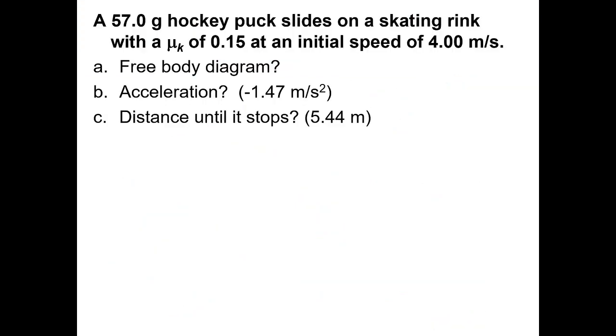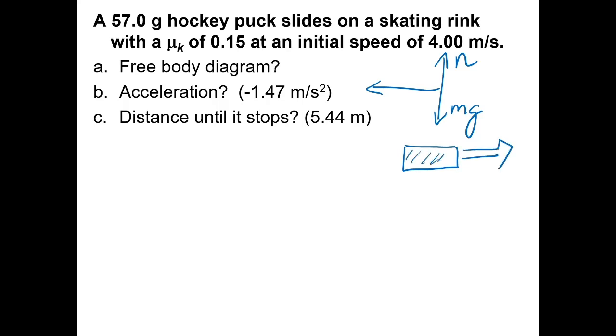And let's see the hockey puck here. A hockey puck slides on a skating rink. We know the mu k, and we know the initial speed. This is after we've hit the hockey puck, because it doesn't say anything about a force of the pull or force of the hockey stick. So mg goes down, normal goes up. Now let's assume the hockey puck, here's the hockey puck, is moving in the positive x direction. Friction always opposes motion.